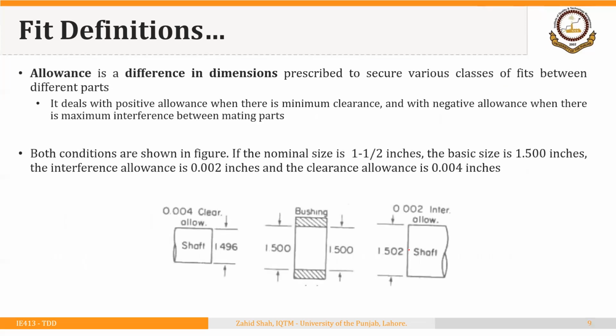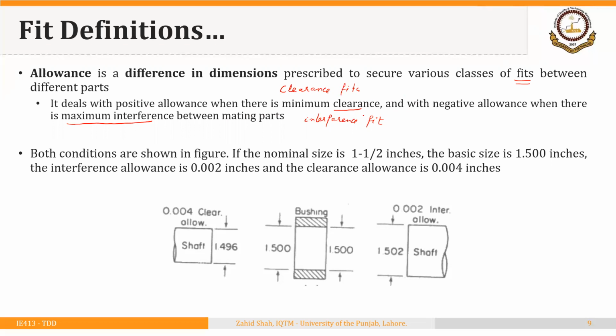Allowance is a difference in dimensions prescribed to secure various classes of fits between different parts. It deals with positive allowance when there is minimum clearance and with negative allowance when there is a maximum interference between mating parts. So actually the first part of the sentence is roughly defining clearance fits, and the second part of this sentence is roughly defining the interference fits. And we will come back to this definition in detail when we solve examples of different types of fits.